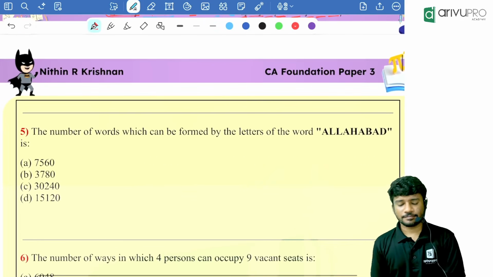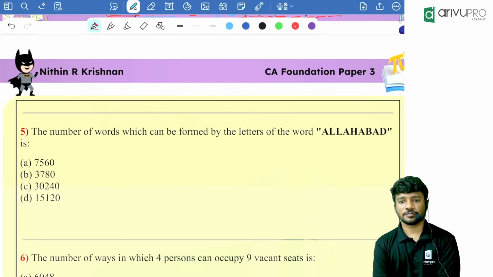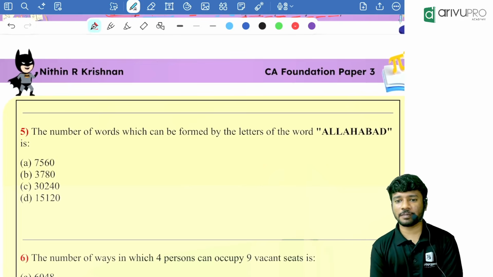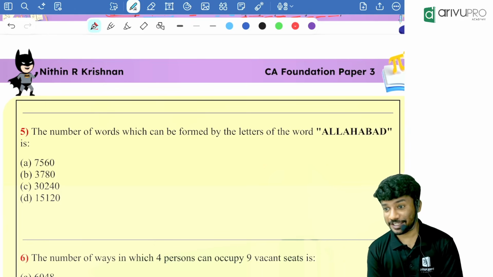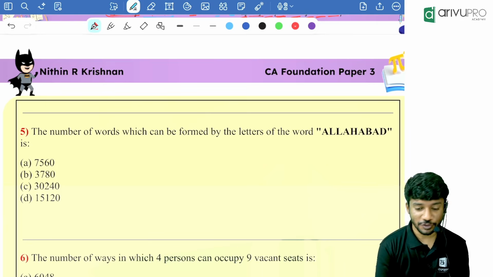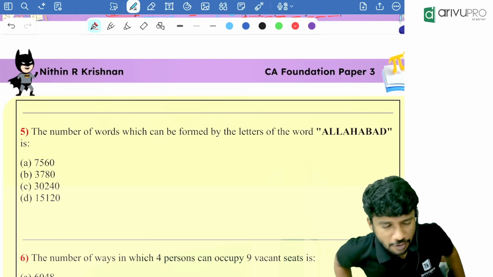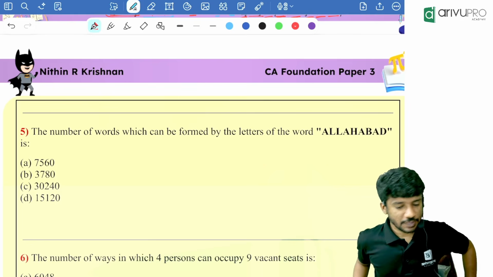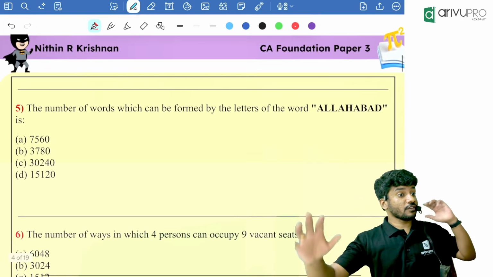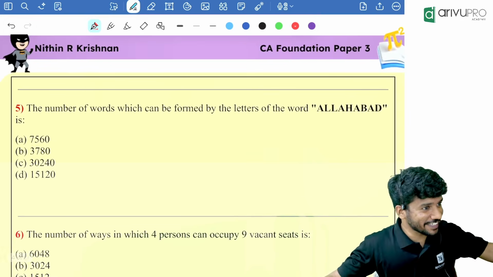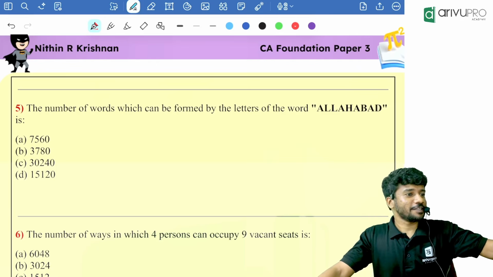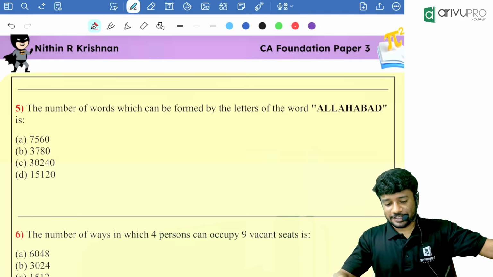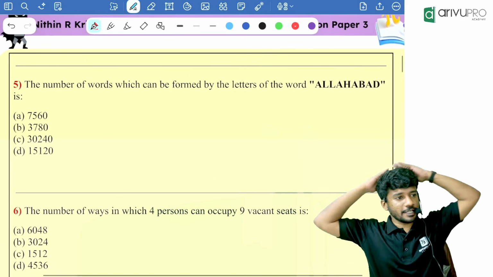Look here now. Previous year question. Allahabad, Mississippi, mathematics, then Kannada. These are some of the favorite words of ICAI. Usually, these are the words they will ask questions from in your examination. Try it, everyone, and get me the answer.